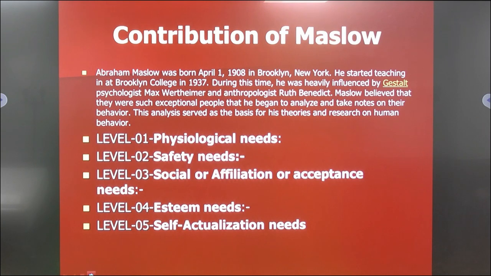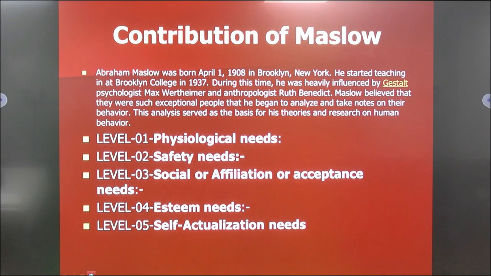Defining this basic human desire and the path to reach our full potential was really Maslow's primary contribution to the field of psychology, which eventually became known as Maslow's hierarchy of needs and is most often displayed in the form of a triangle shape.